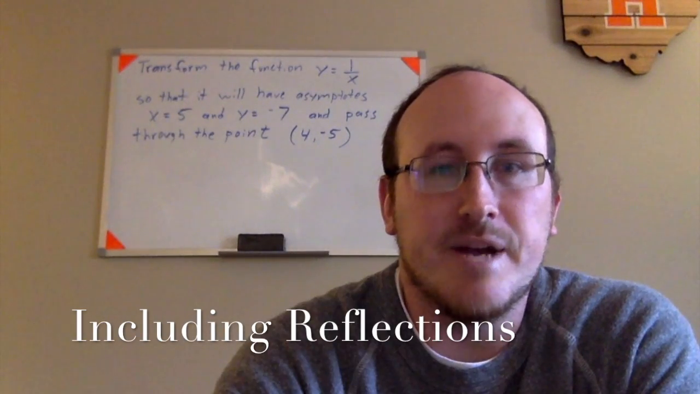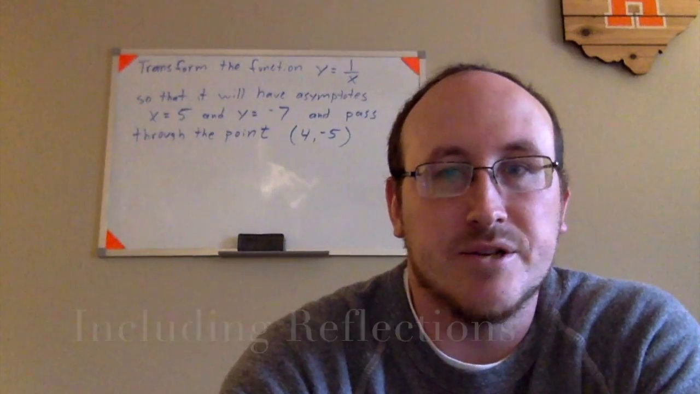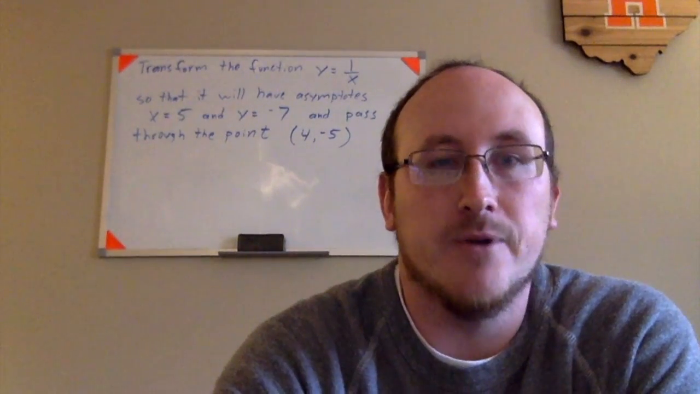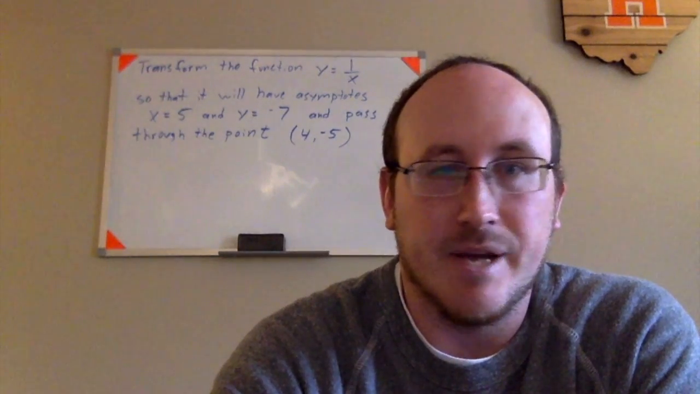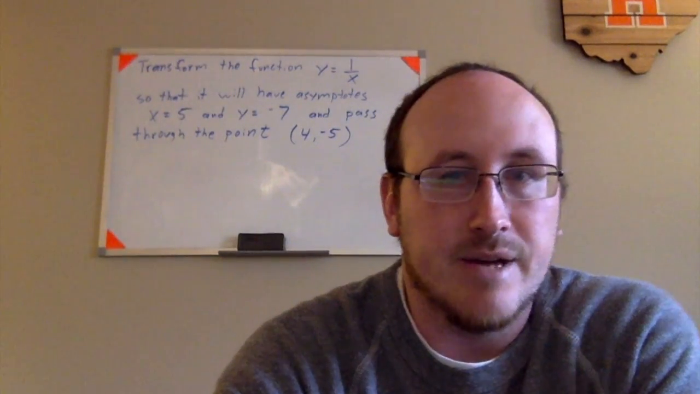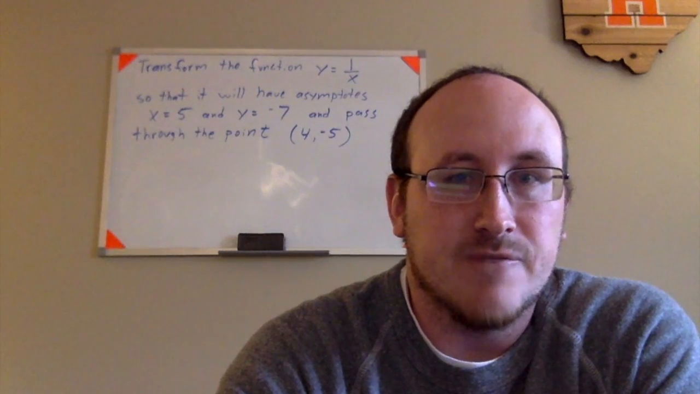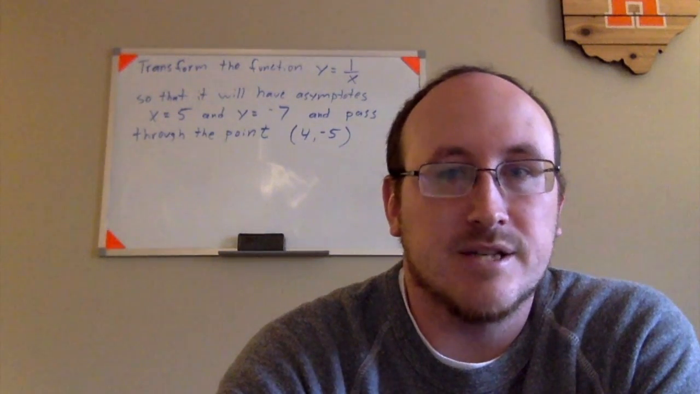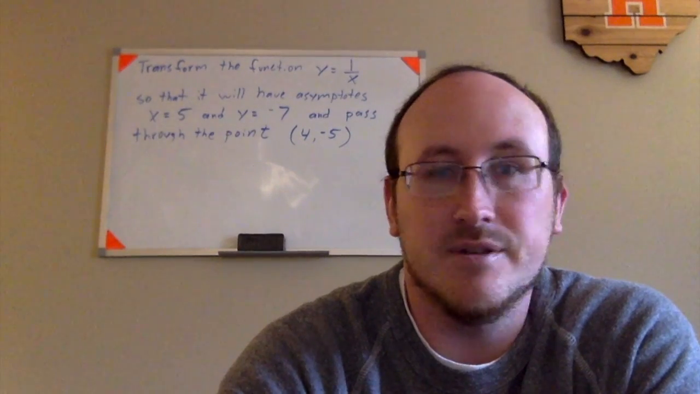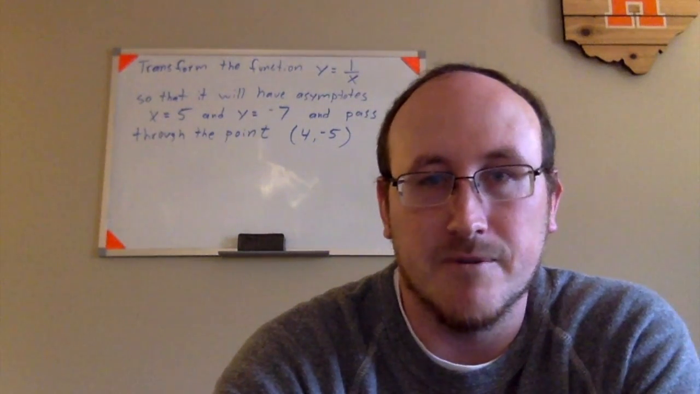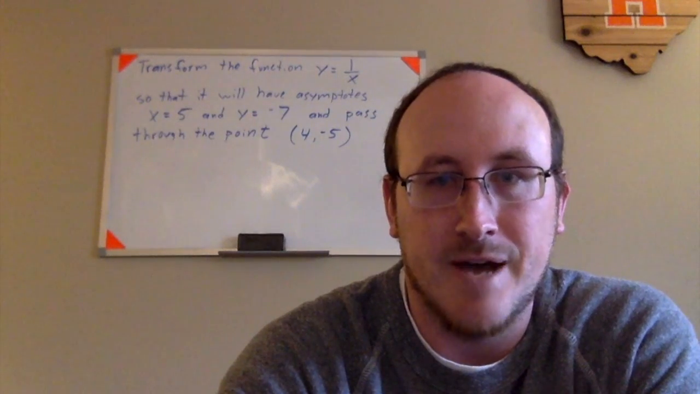Notice I've taken the 3 out of the numerator. I've gone back to just the parent function, y equals 1 over x, instead of y equals 3 over x for this last example. I didn't want to make it overly complicated with that. So I now have to transform the function y equals 1 over x so that it will have the asymptote lines of x equals 5 and y equals negative 7, the same asymptote lines we've been talking about before, so we already know how to transform it to do that.